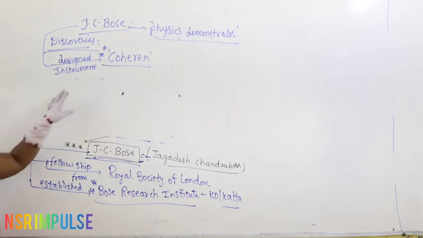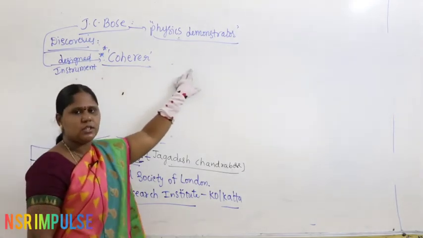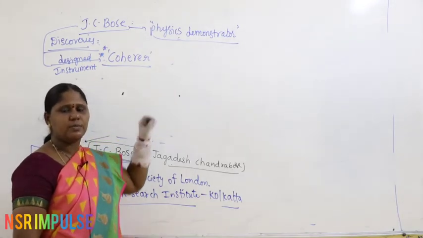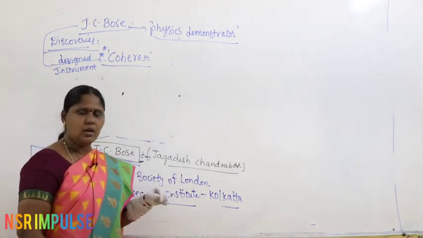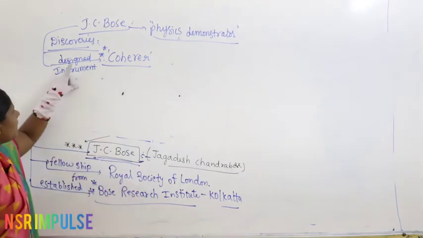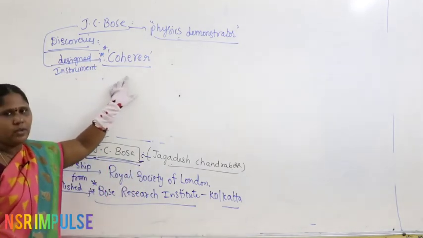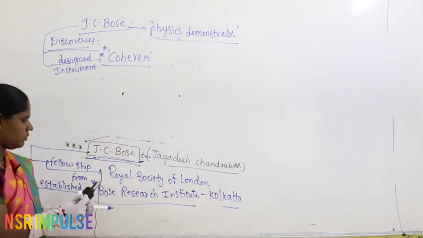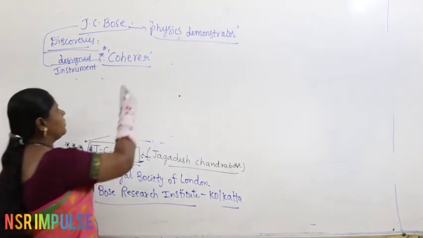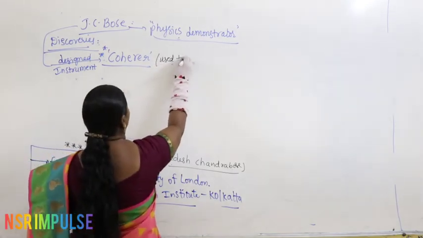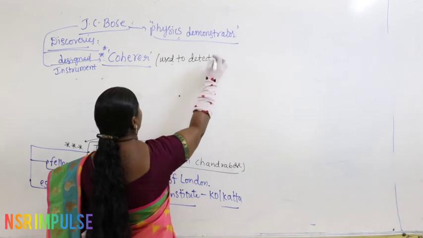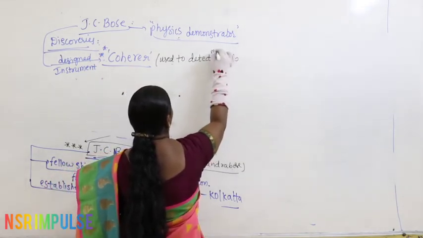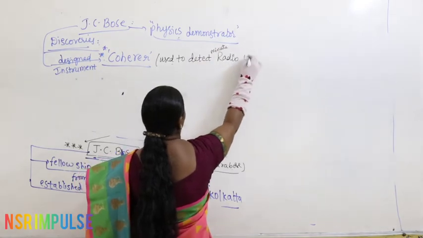What is that instrument called? Coherer. So, JC Bose used to work as a physics demonstrator, he used to demonstrate various instruments and see what is the principle behind the working of the instrument. With his own knowledge, he designed an instrument called coherer. Now, this coherer is used for what? This coherer instrument is used to detect minute radio waves.